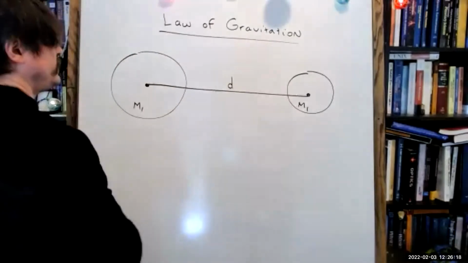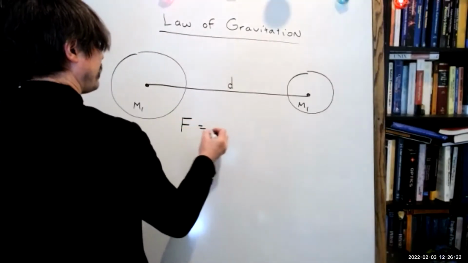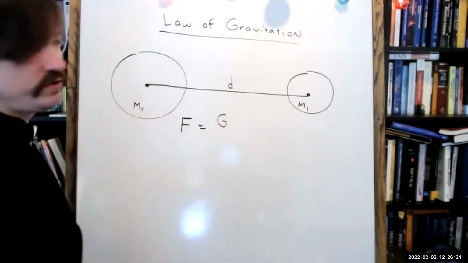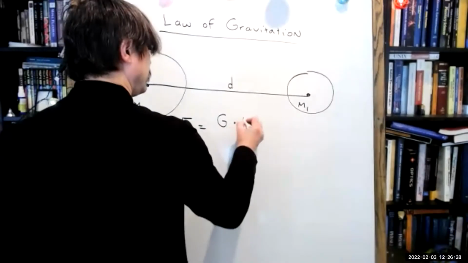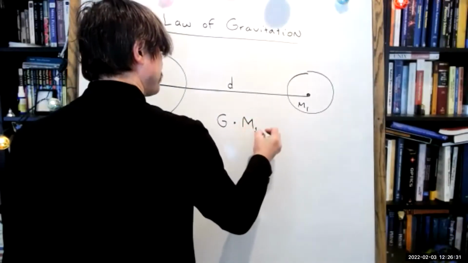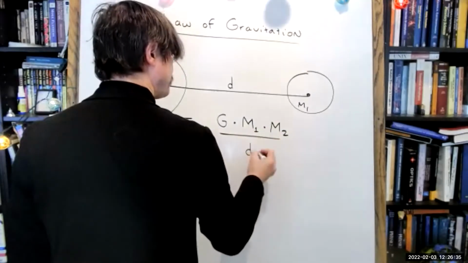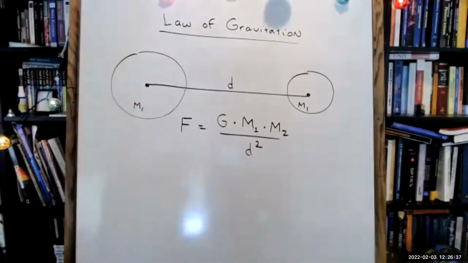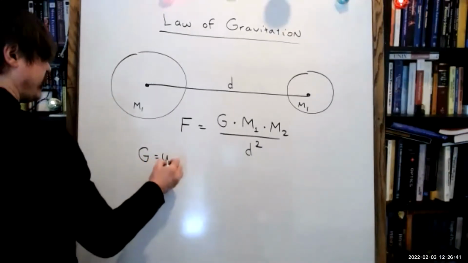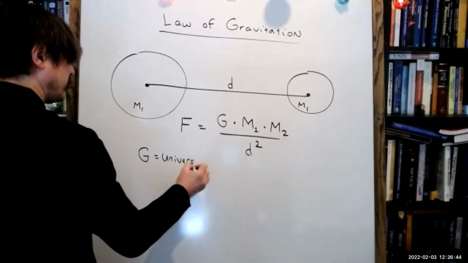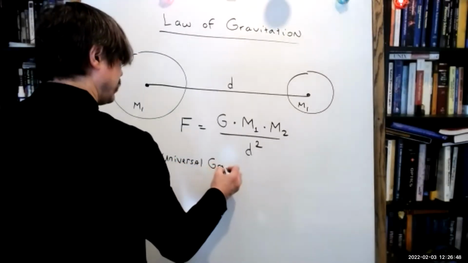The modern version of Newton's law of gravitation is that the force of gravity is equal to big G, a fundamental constant of the universe, times m1 times m2 divided by the distance squared, where big G is known as the universal gravitational constant.